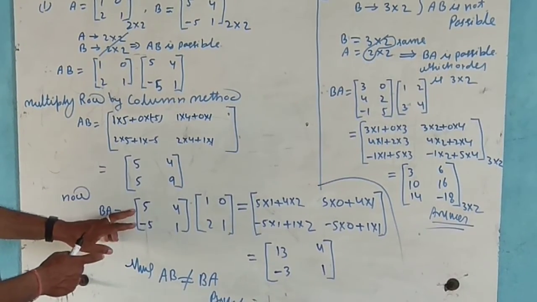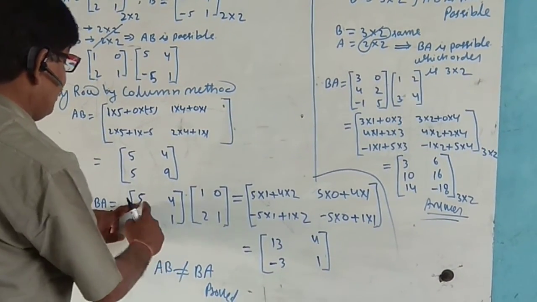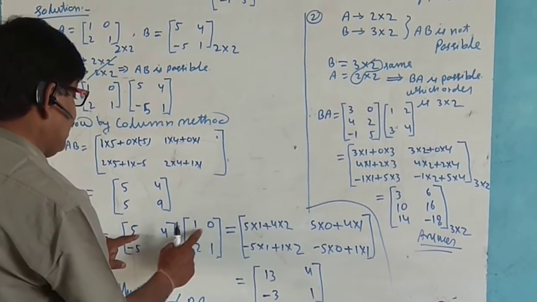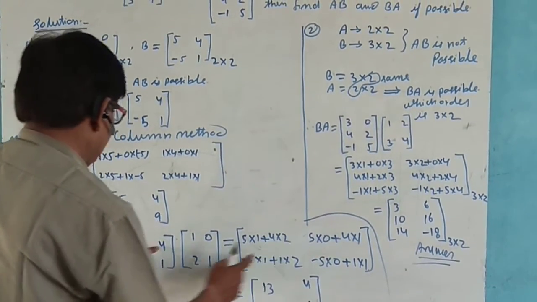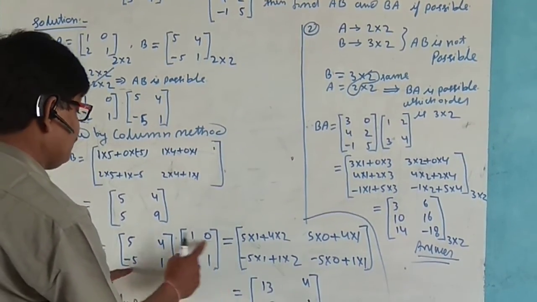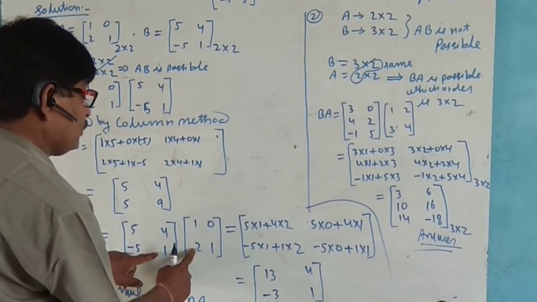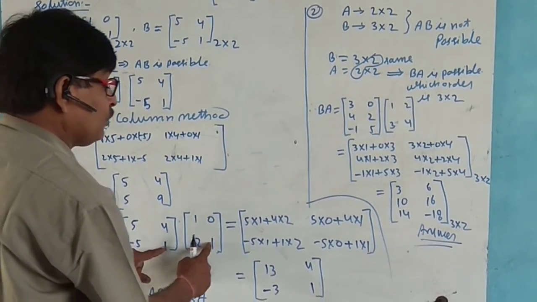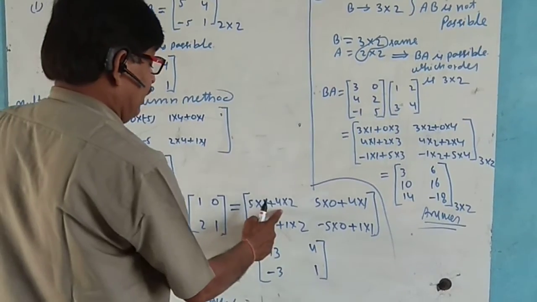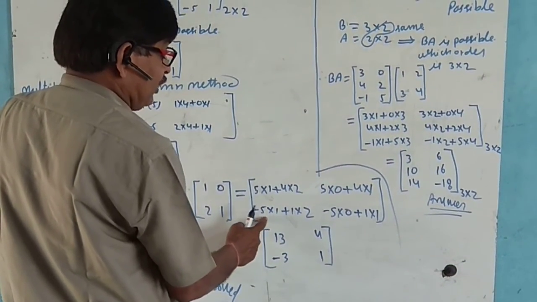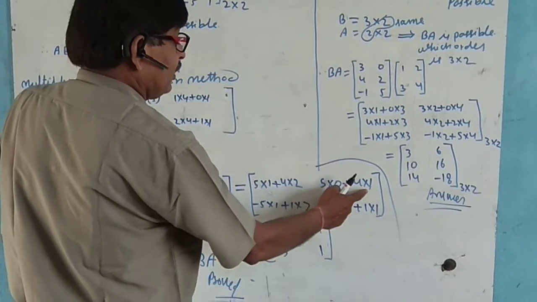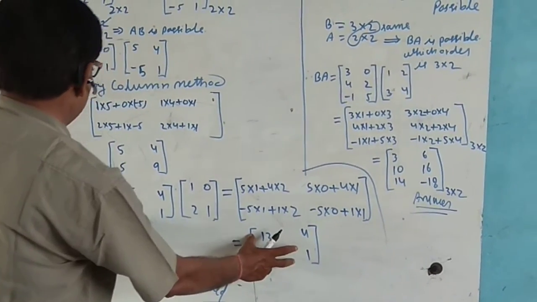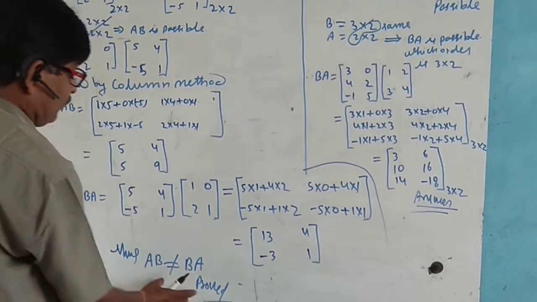BA is also possible in this case. Row by column method: 5 into 1 plus 4 into 2, 5 into 0 plus 4 into 1, minus 5 into 1 plus 1 into 2, and minus 5 into 0 plus 1 into 1. This gives 13, 4, minus 3, 1, so this is BA, and AB does not equal BA, which proves it.